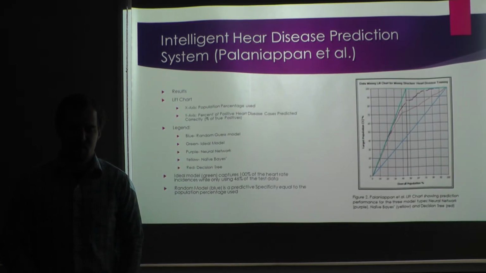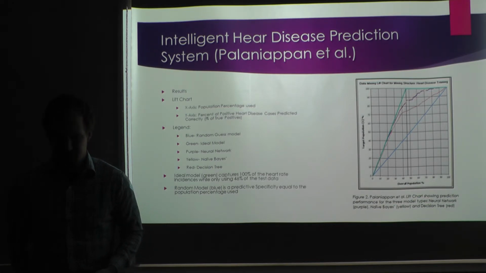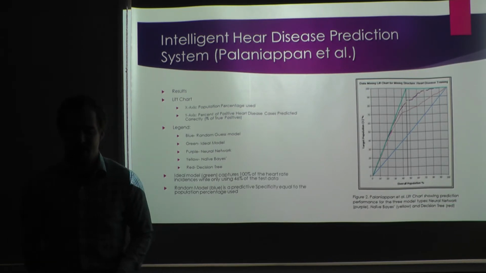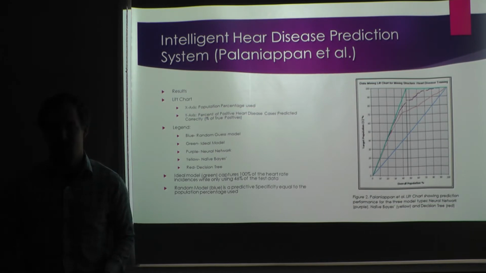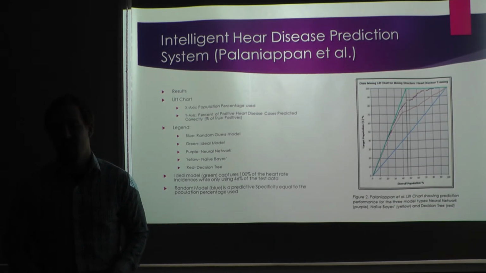So here are some of the results shown in a lift chart. So on this lift chart, the blue line here is a random guess algorithm. So that's just if you would randomly guess if a person is at risk or not, that's how often you get it right. On the x-axis is the overall population used to train the data. On the y-axis is the percentage that you're correctly saying have heart disease of the people who do have heart disease. So the ideal line actually only uses 46% of the data to capture 100% of the correct cases, and that's the green line here.